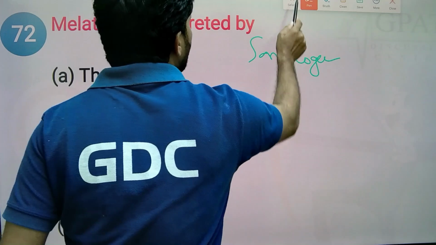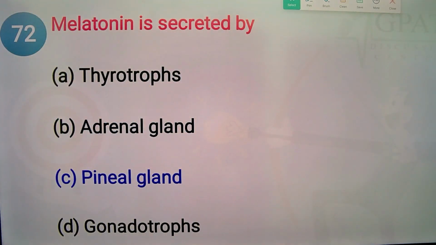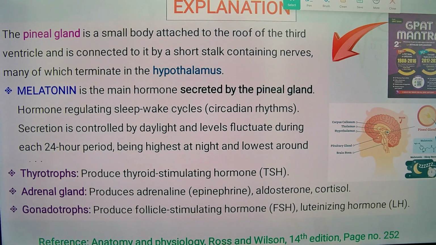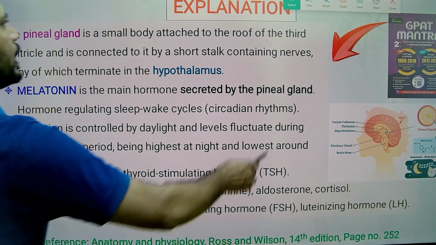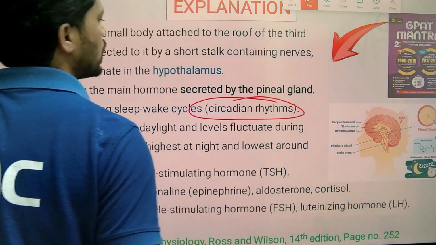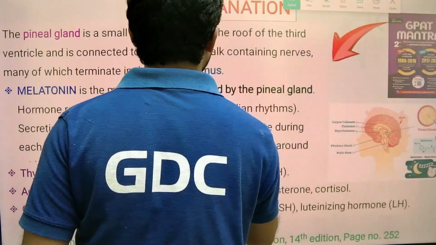Melatonin binds to melatonin receptors. There are two types of melatonin receptors in the brain, and both belong to G protein coupled receptors. So melatonin is simply a sleep producing hormone. It regulates our circadian rhythms, nothing but the biological clock, the sleeping clock.